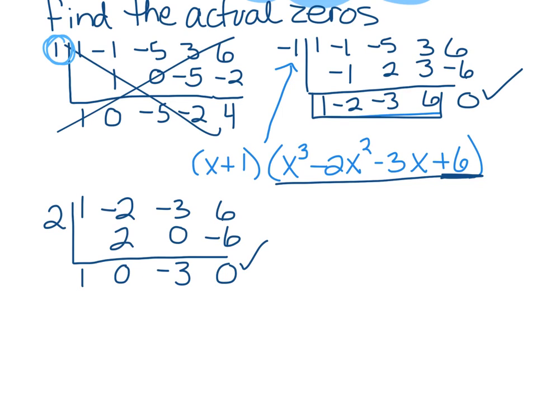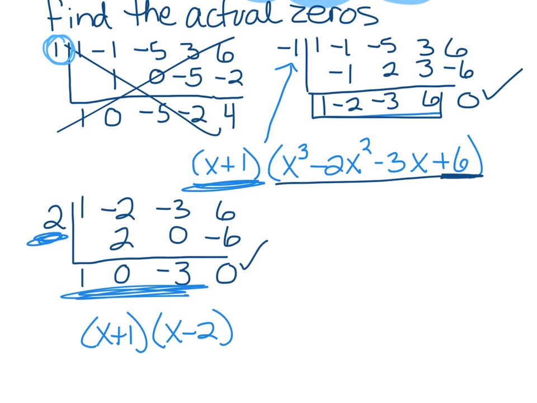So now we know that we still have this x plus 1 that we had before, and now we have an x minus 2, and then these three numbers give us x squared plus 0x minus 3. And I know that x squared minus 3 is not going to factor any further because that's not a difference of perfect squares, so therefore we're done factoring it. We still want to solve it, so we still have to set each of these equal to 0.